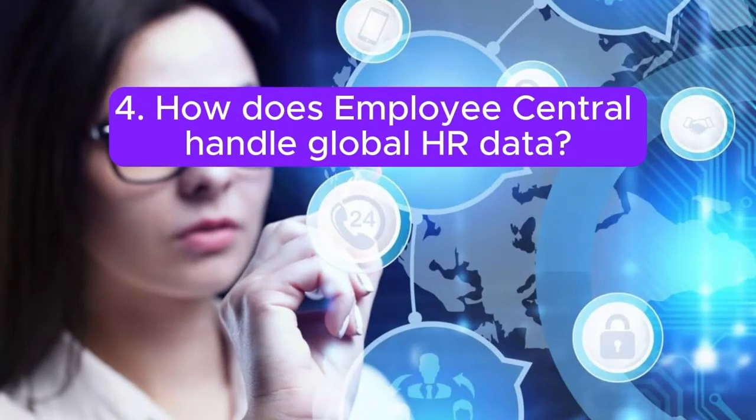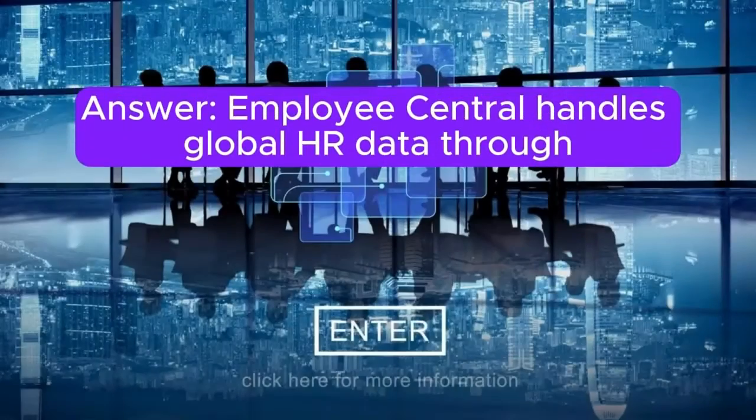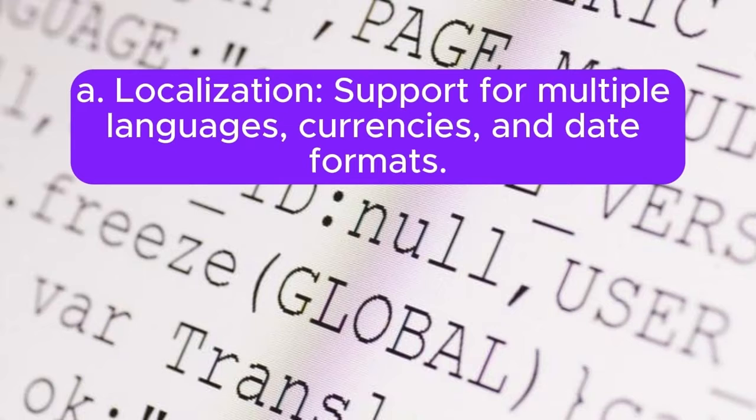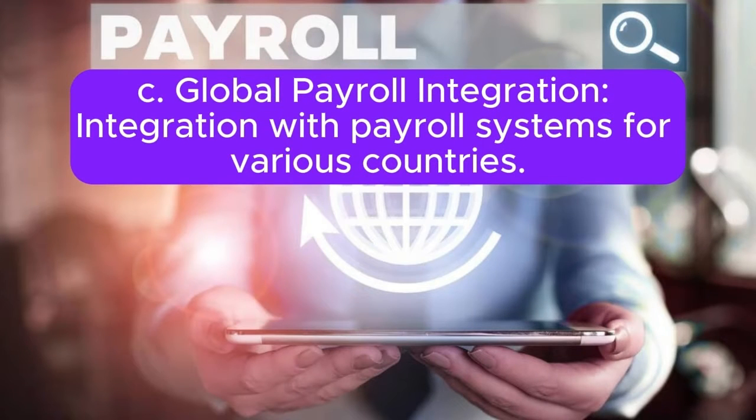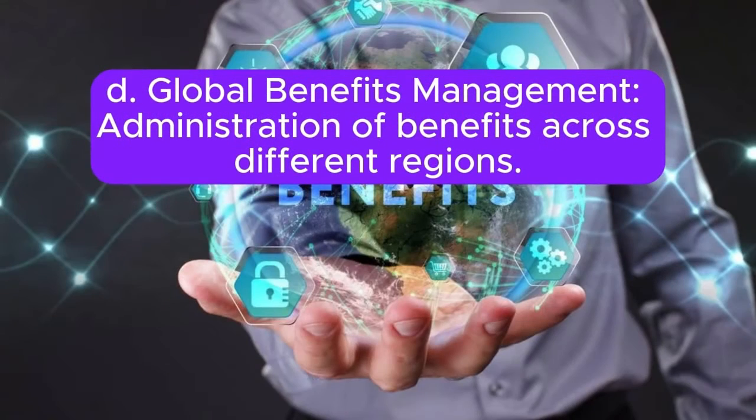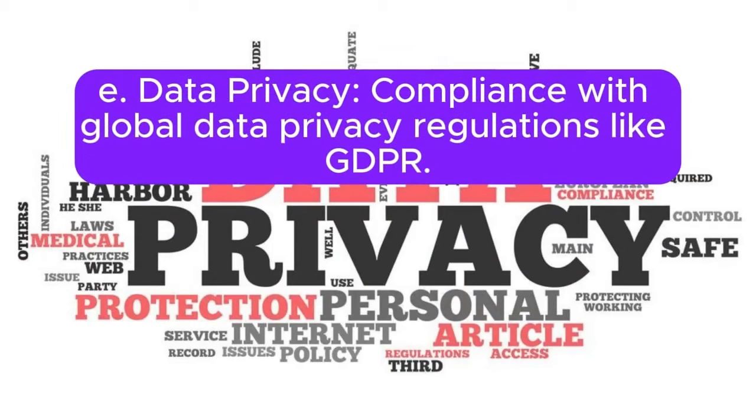4. How does Employee Central handle global HR data? Answer. Employee Central handles global HR data through: A. Localization, support for multiple languages, currencies, and date formats. B. Country-specific configuration, configurable fields and rules to comply with local labor laws and regulations. C. Global payroll integration, integration with payroll systems for various countries. D. Global benefits management, administration of benefits across different regions. E. Data privacy, compliance with global data privacy regulations like GDPR.